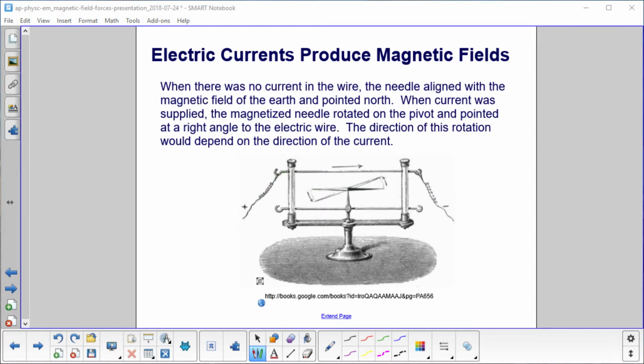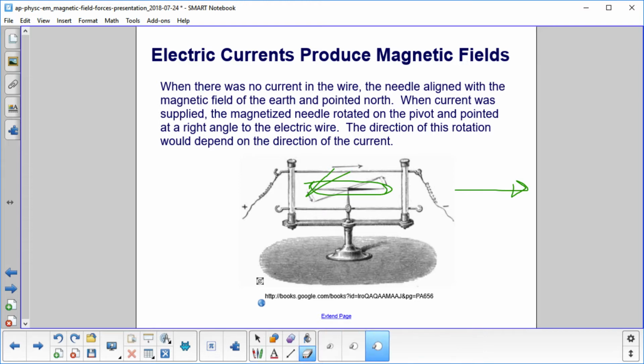When there is no current in the wire, the needle aligned with the magnetic field of the Earth and pointed north. So that's this picture right here. We're pointing to the north, okay? That's where the needle starts. So let's erase that.